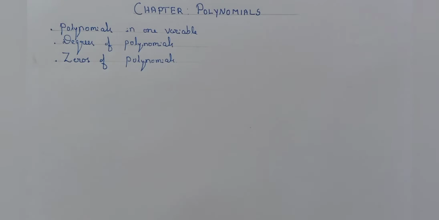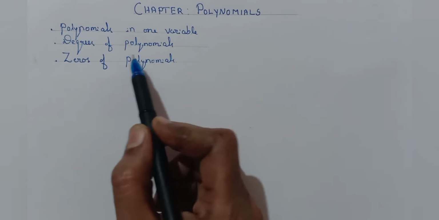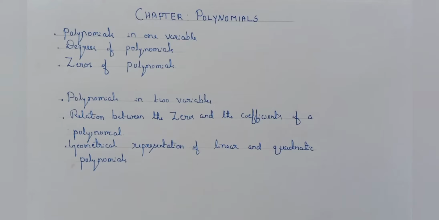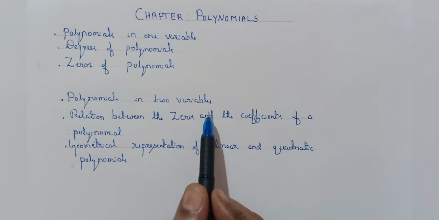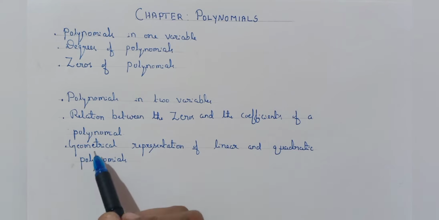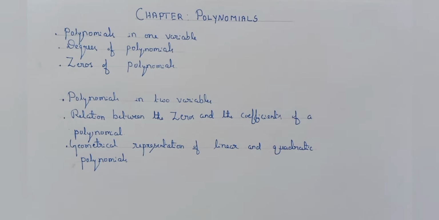Hello children, good morning. In the earlier classes, you have learnt about polynomials in one variable, degrees of polynomials and zeros of polynomials. This year, you will study about polynomials in two variables, relationship between the zeros and coefficients of a polynomial, and geometrical representation of linear and quadratic polynomials.